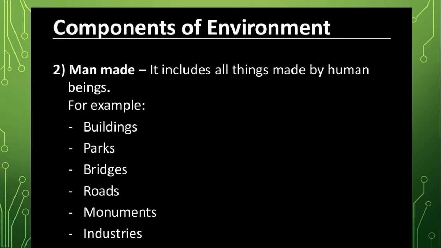The second component of environment is man-made. It includes all things made by human beings. For example, buildings, parks, bridges, roads, canals, monuments, industries, etc. Basically, infrastructure is here. All things made by man.